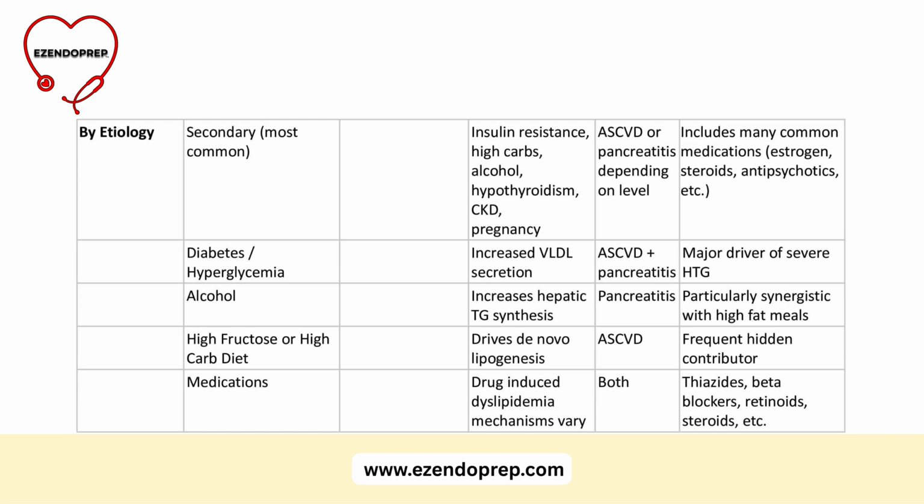Lens 2, classification by etiology. So there are 2 broad buckets: primary and secondary causes. Secondary causes are the most common, include insulin resistance, obesity, diabetes, hypothyroidism, alcohol use, simple carb excess, CKD, pregnancy, and a long list of medications. Most elevated triglycerides are due to secondary causes.